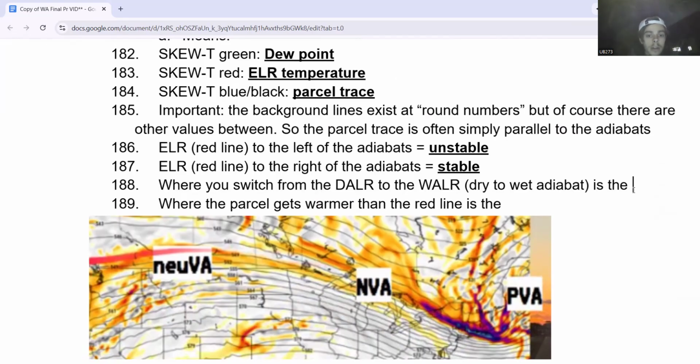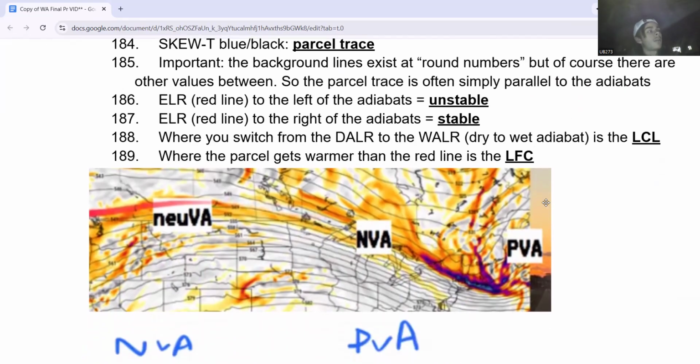Where you switch from the DALR to the WALR is known as the LCL because that's where saturation occurs. Where the parcel gets warmer than the red line is the LFC, which is the beginning of the CAPE and the end of the CIN. And then the EL is the end of the CAPE.